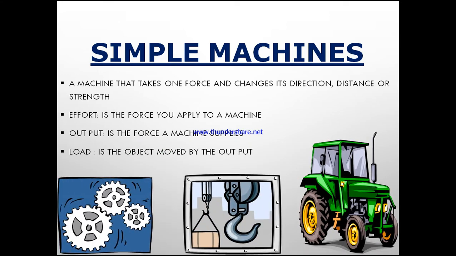Simple machines. A machine takes one force and changes its direction, distance, or strength. Effort is a force you apply to a machine. Output is a force a machine supplies. This is just the work taken from the machine. This is the output. And the load, or resistance, is the object moved by the output.